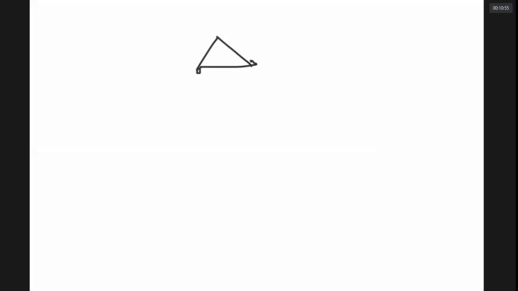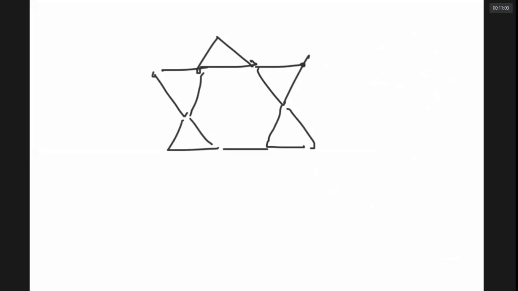Our rule is, how many corners are to be shared, sir? How many are to be shared? Three. See, one, two. I am sharing the third one.